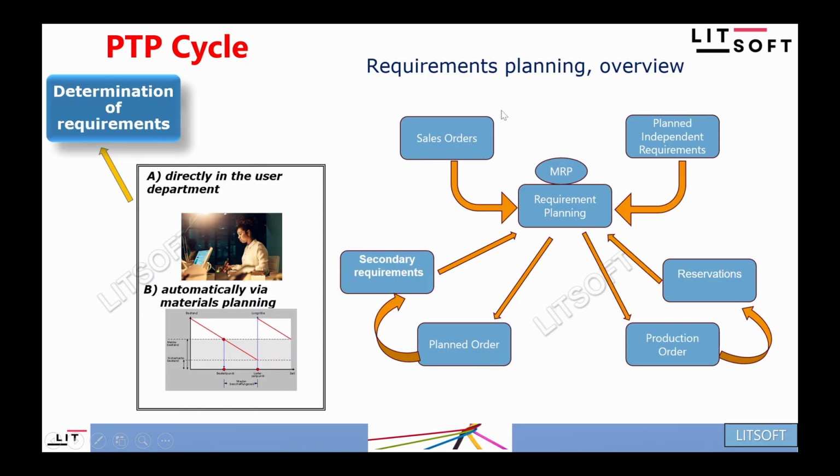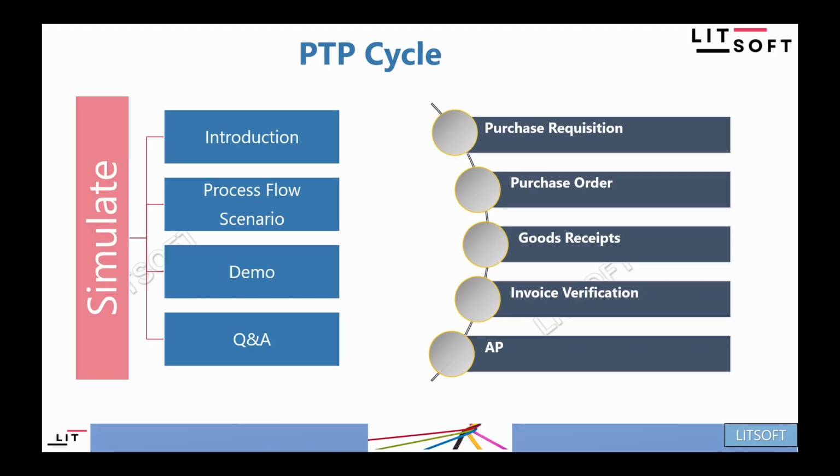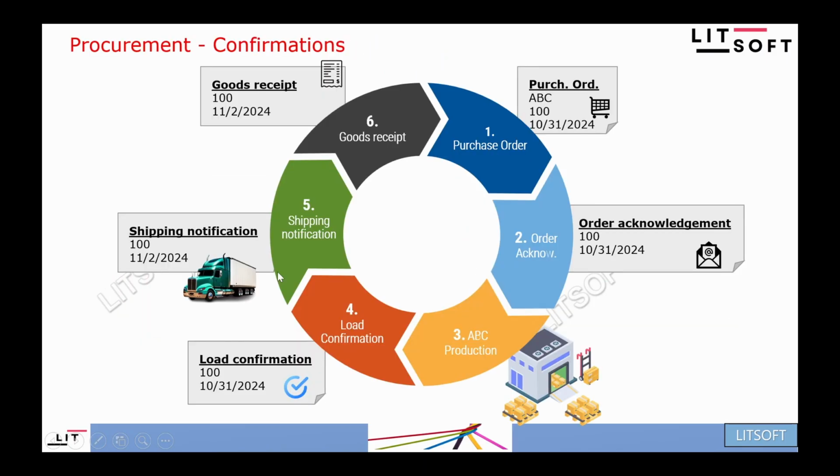You will see in depth how SD, MM, and PP are the modules in the integrated area for make to order or make to stock. Now, I don't want to go for the request for quotation. This is a one-time activity for a specific product. Let's say I have the info record and everything is ready. Then the PTP cycle is simplified. I have the requisition from production or the sales order, then I create the purchase order, then goods receipt, invoice verification, and account payable happen. We will simulate this in the system, and on our website litsoft.com you will have the PTP cycle introduction, process flow scenario, demo, question answers, quiz, and everything.